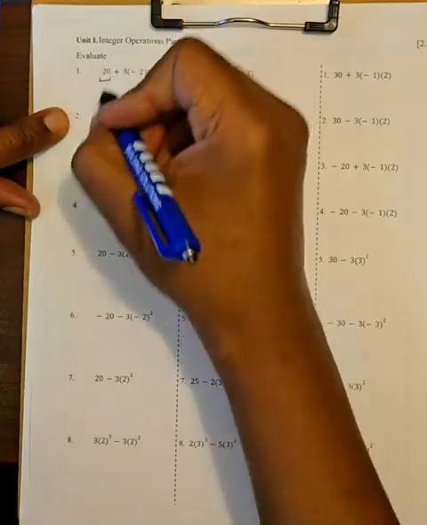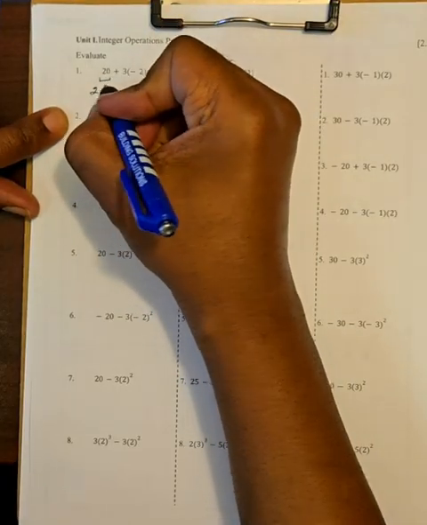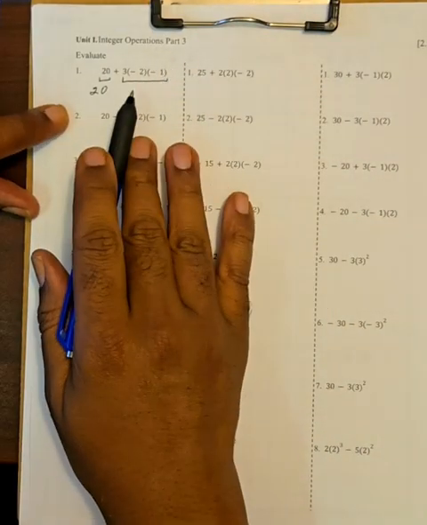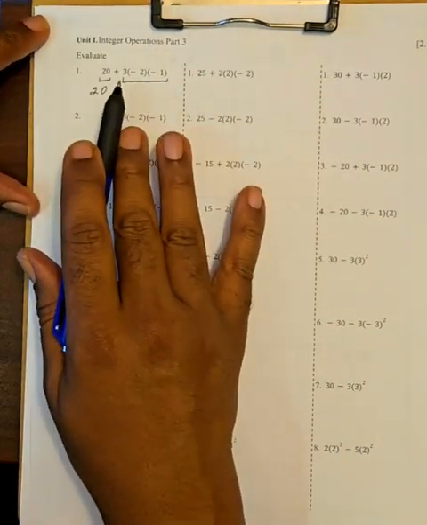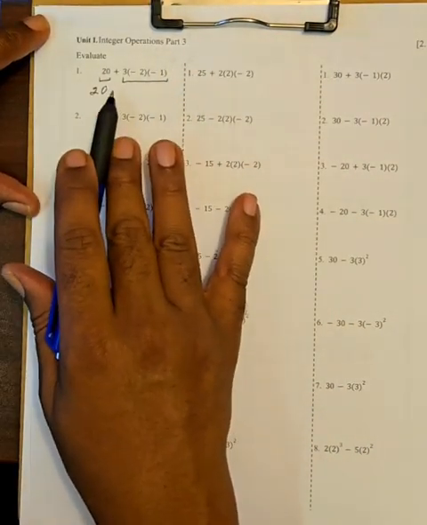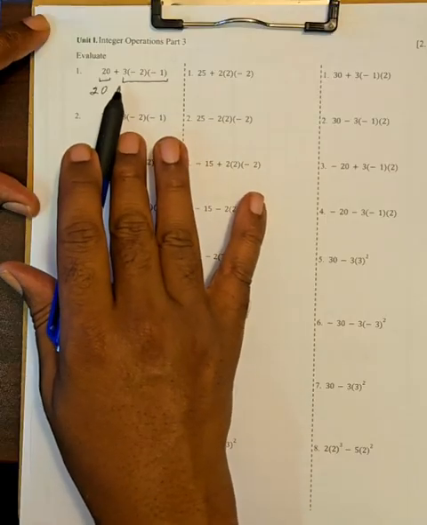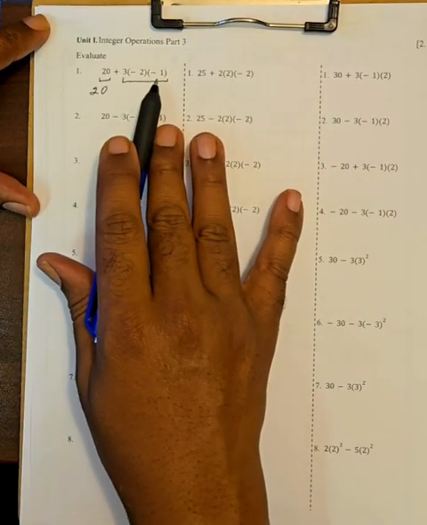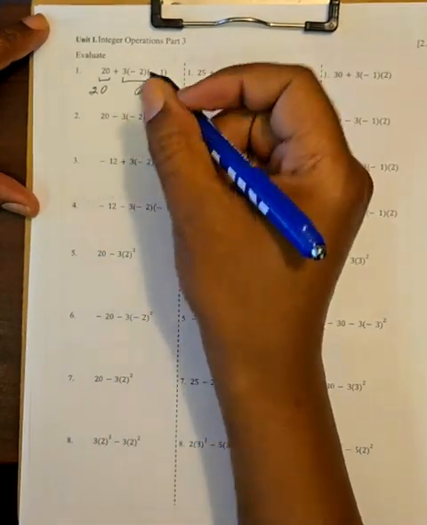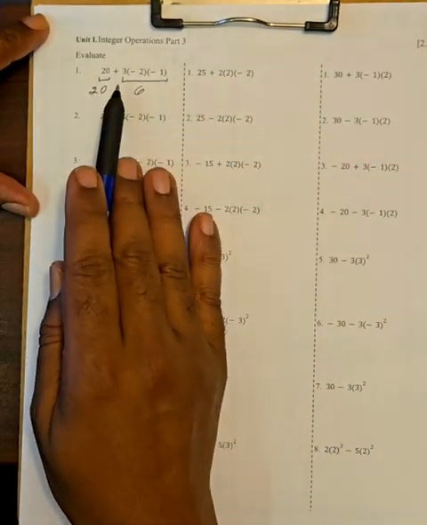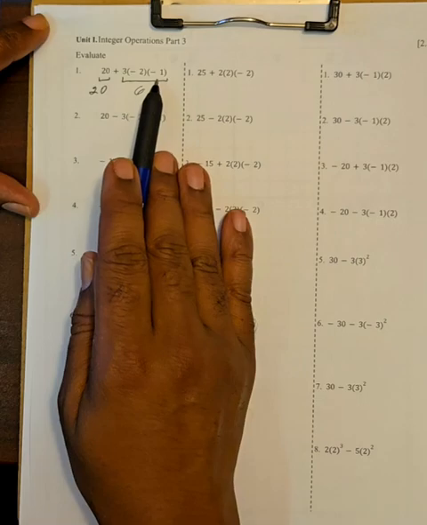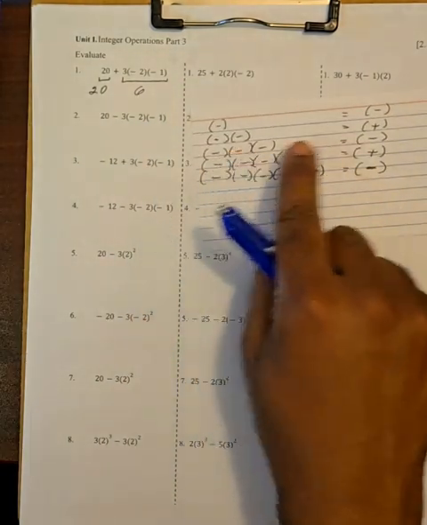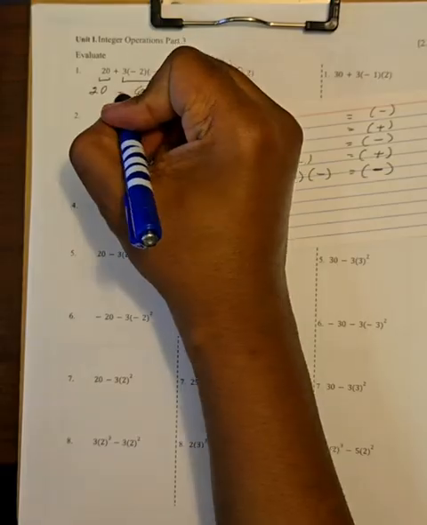20, there's nothing that needs to be done there, so we'll just write 20. Now let's do the multiplication first. These parentheses mean we're going to be doing multiplication. So the separation is by parentheses and nothing else, that's multiplication. So that's 3 times 2 times 1. 3 times 2 times 1 makes 6. Now we look at how many negatives we have. There's a total of 2 negatives that are multiplying. And according to the rule, if we're multiplying by 2 negatives, the final answer will be positive.